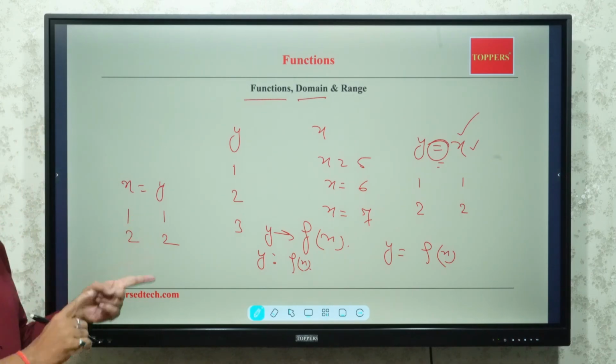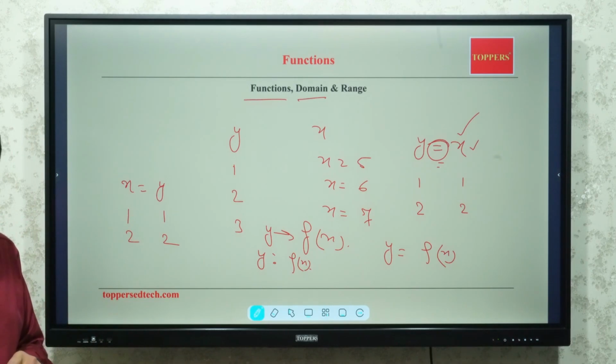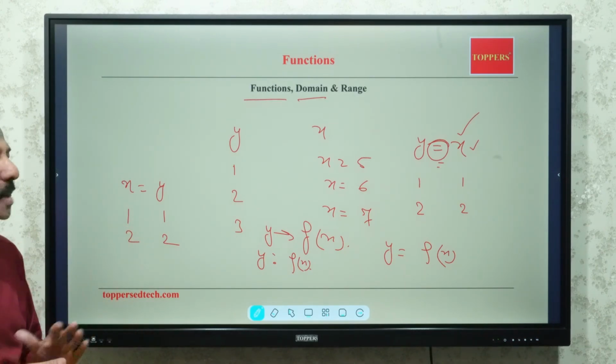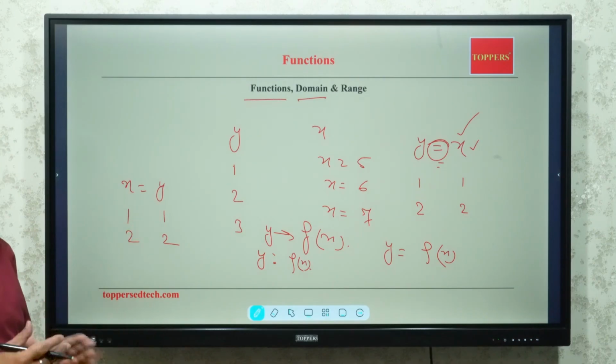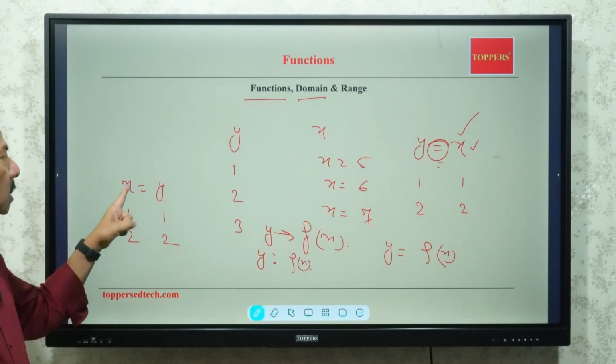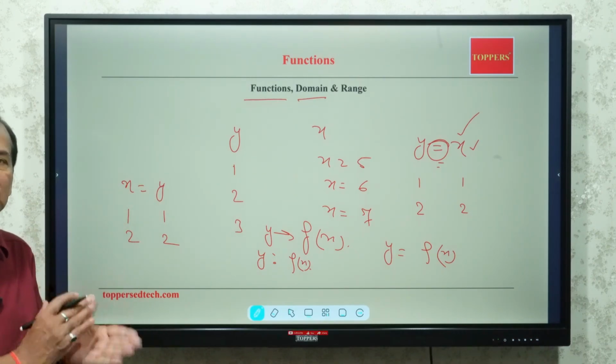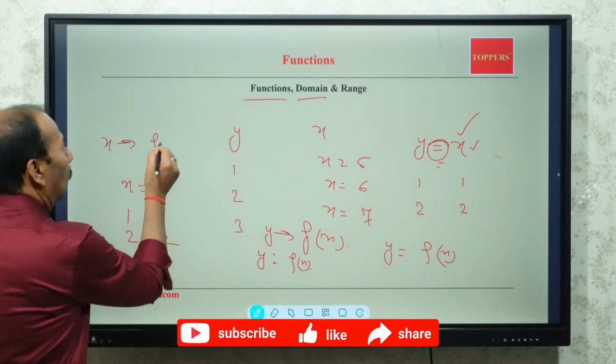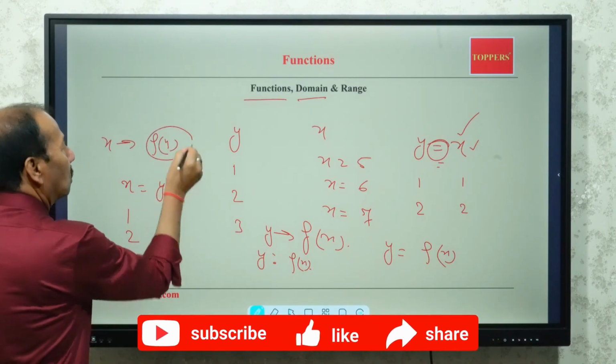It means here y is behaving as an independent variable, and x is behaving as the dependent variable, so they can be interchanged. Either you write x equal to y, or you write y squared, but when you write x equal to y, you will get x as a function of y. Here, x is a function of y, f of y.